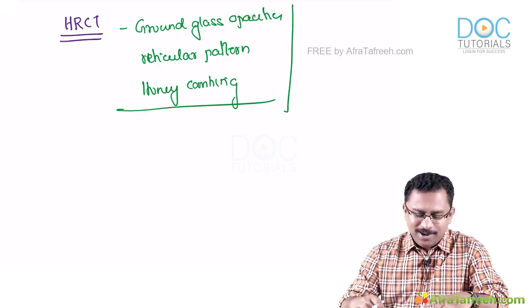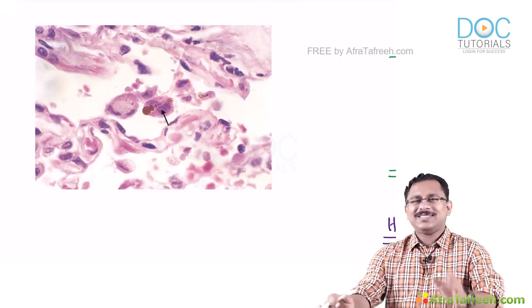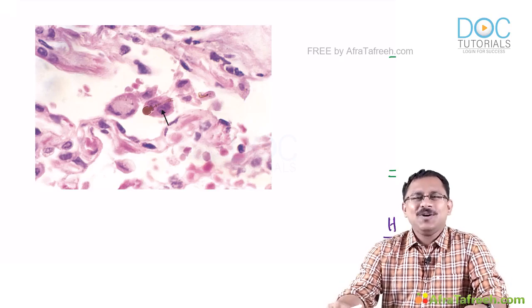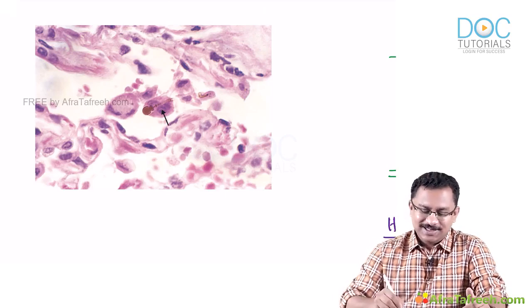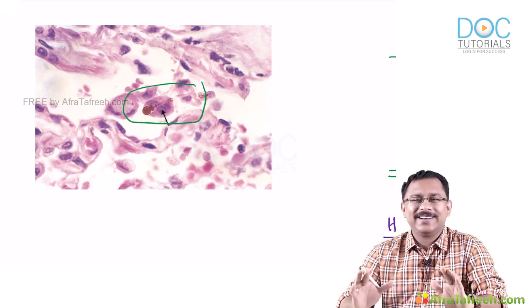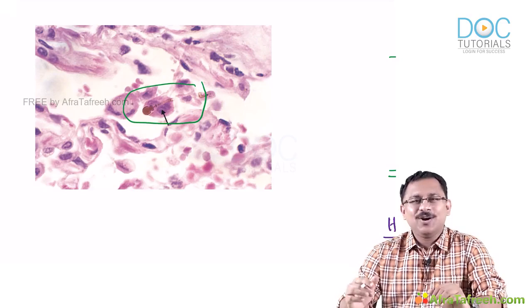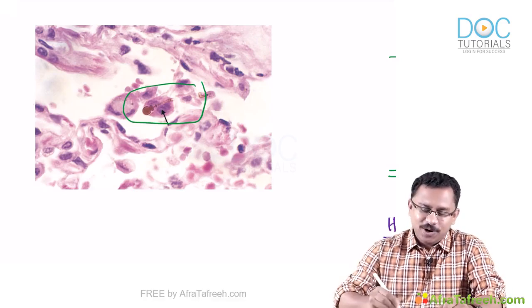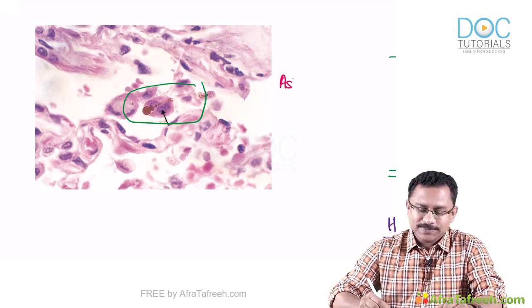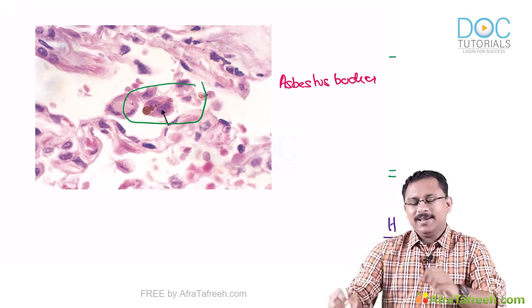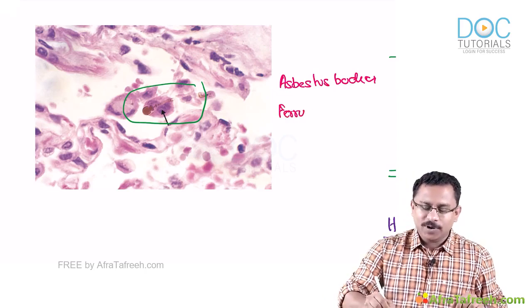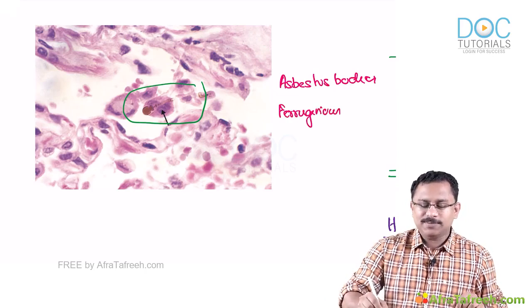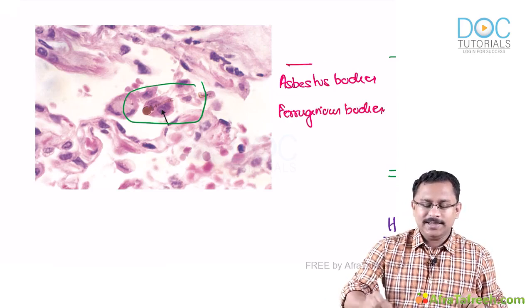Now just one pathology MCQ which I am sure you might know. What are the two bodies associated with asbestosis? I've taken this picture directly from Robbins. Can you tell me the name of this? This is called your asbestos bodies. And in addition to asbestos bodies, you may also get ferruginous bodies in this condition.